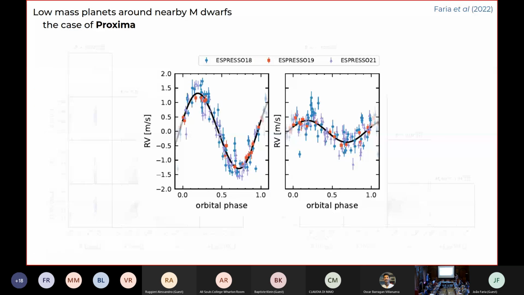Okay, there we go. So here I'm just showing you the phase curves of the two-planet model with the ESPRESSO data from the different chunks. So let me go through this.